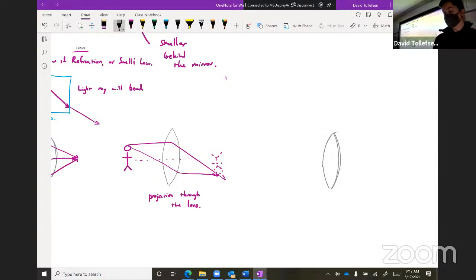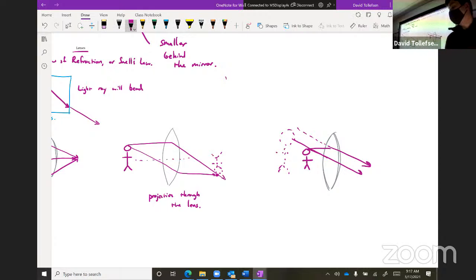So on a converging lens, if you get close to it, the light still bends out, but if you trace it back, it ends up looking like it's bigger because the light rays don't actually meet out here. They meet back in the lens. So that's why it looks bigger behind the lens rather than projecting in front of the lens.